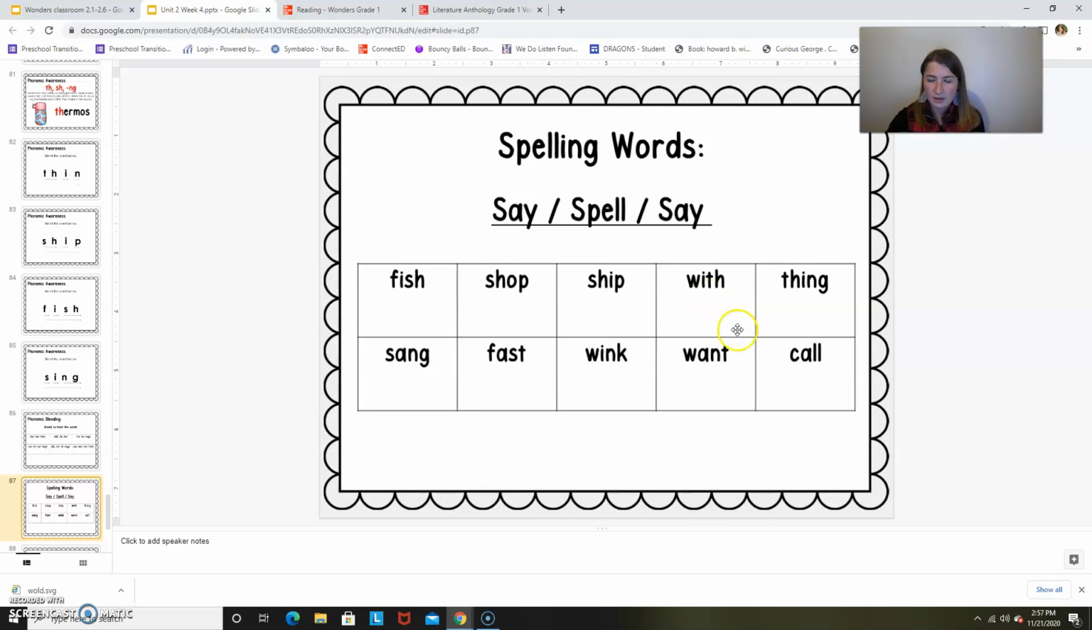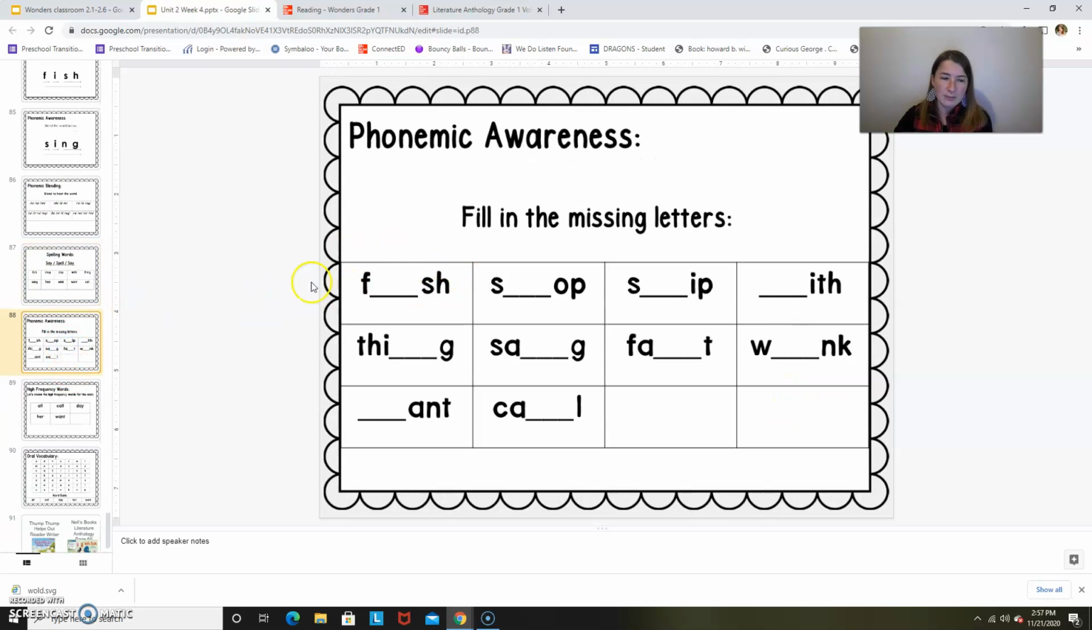With. W-I-T-H, with. Thing. T-H-I-N-G, thing. Sang. S-A-N-G, sang. Fast. F-A-S-T, fast. Wink. W-I-N-K, wink. Want. W-A-N-T, want. Call. C-A-L-L, call.